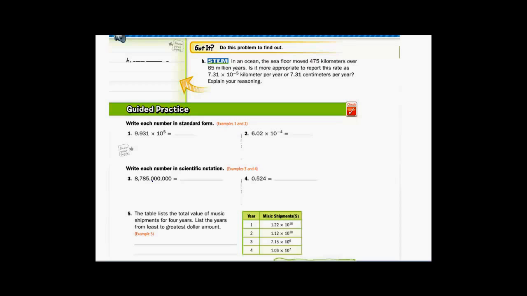I've got this one in scientific notation. Has to go right here, 8.785 times 10 to the 3, 6, 9, positive 9th. This one I've got 5.524, move it 1 time, 5.24 times 10 to the negative 3rd because it started off less than 1. Good luck.